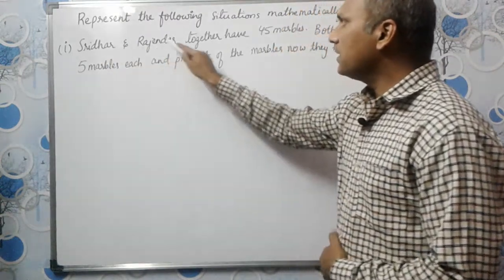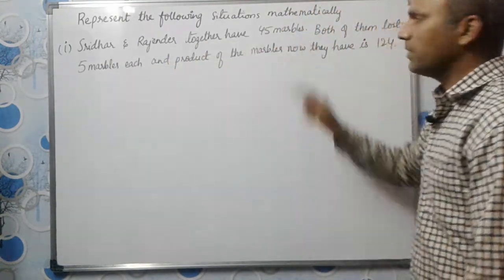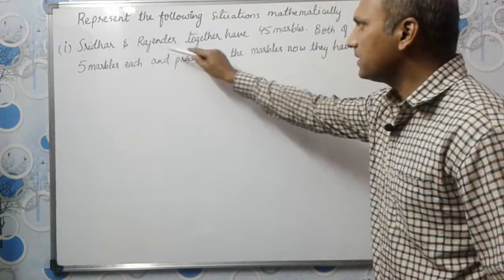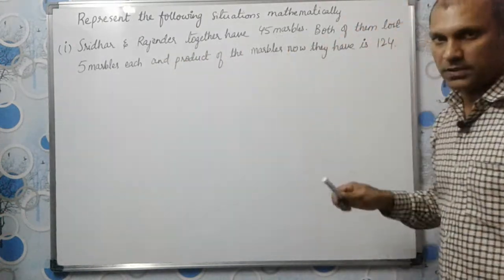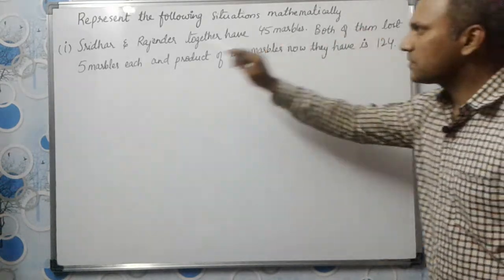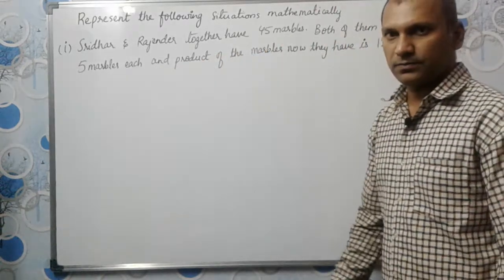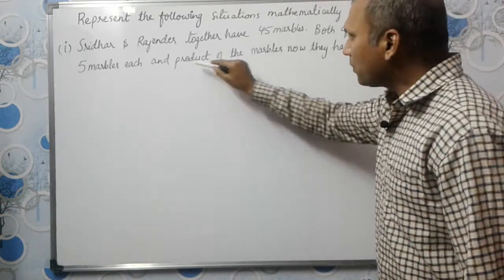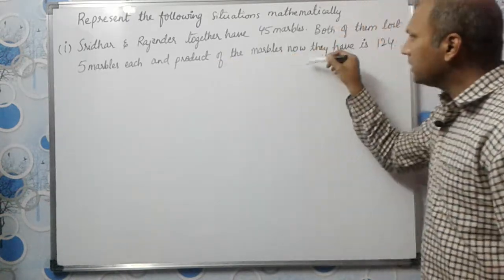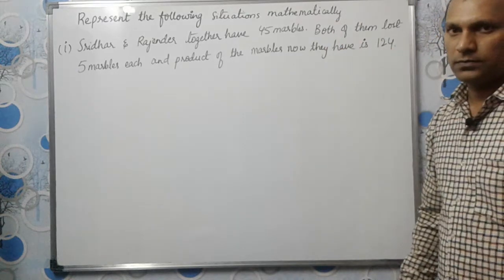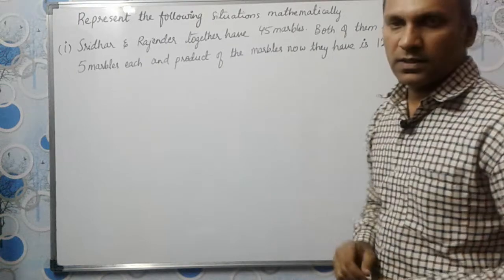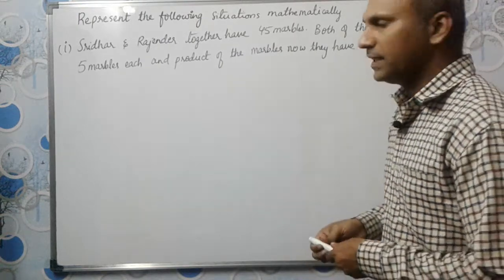Sridhar and Rajendra together have 45 marbles. So there are two boys, Sridhar and Rajendra, and together they have 45 marbles. Both of them lost 5 marbles each, and the product of the marbles they now have is 124. All right, let us represent this in the form of a quadratic equation.